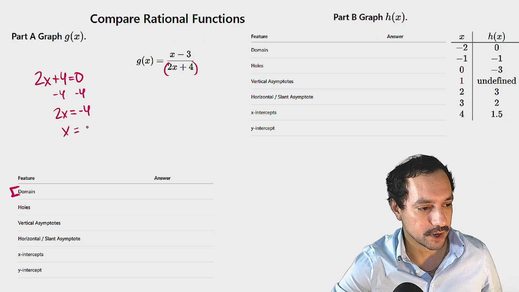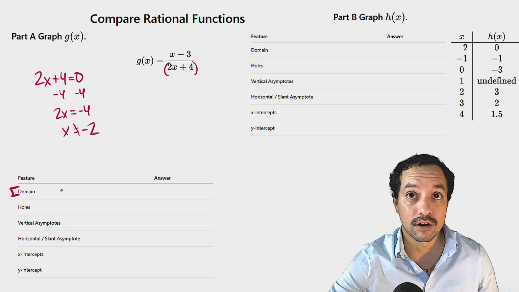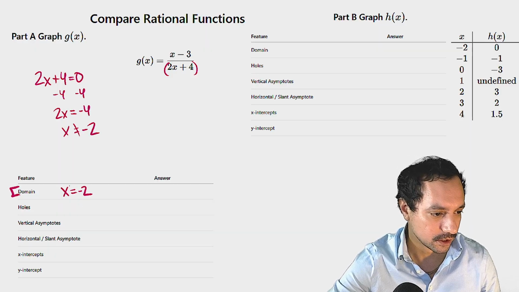Divide both sides by 2. So x cannot be negative 2. So my domain is going to be all real numbers except for x equals negative 2. All right.